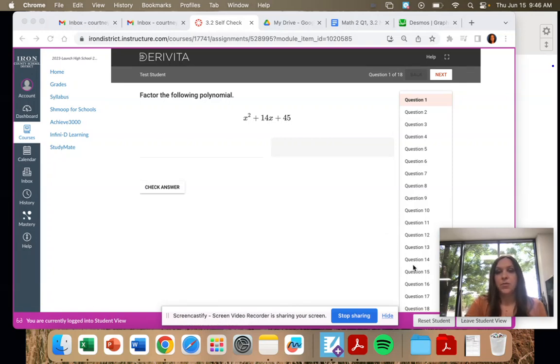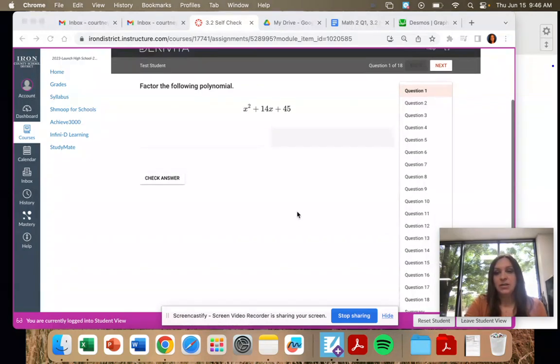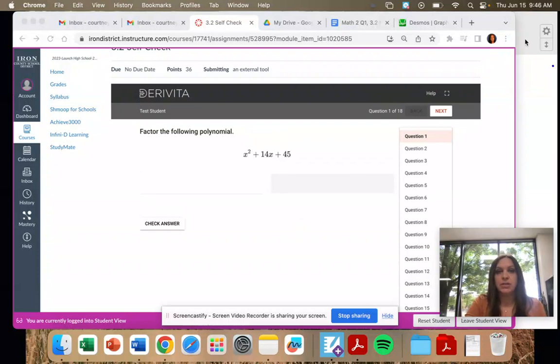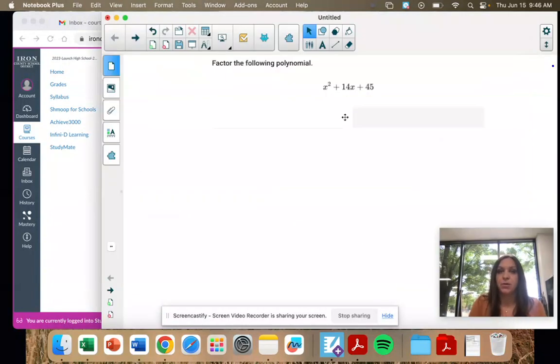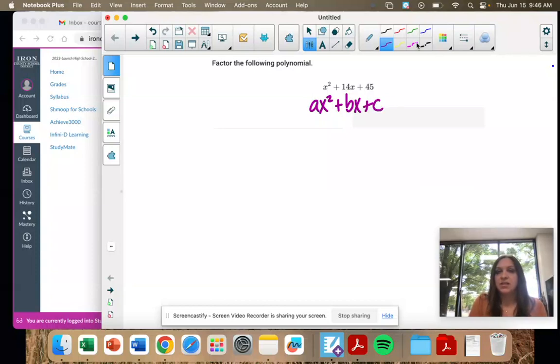All right, so number one, we're factoring. So factoring, remember, is the distributive property backwards. So this is a quadratic expression. There's an x squared. That's what makes it quadratic. So our standard form is ax squared plus bx plus c.